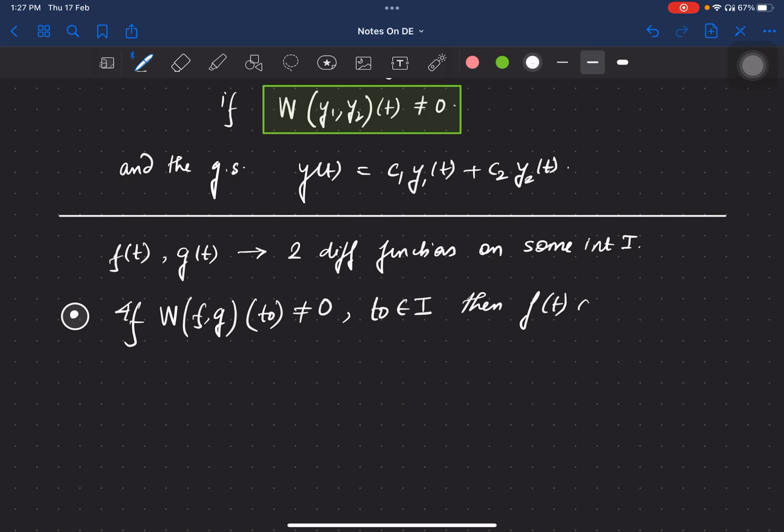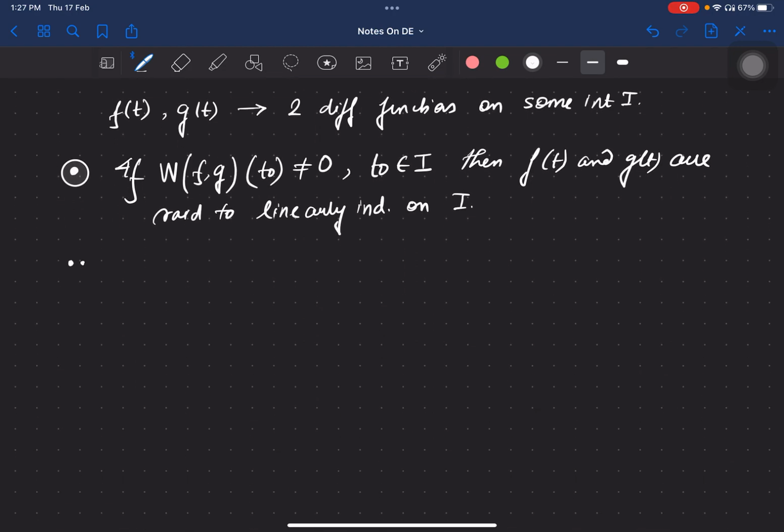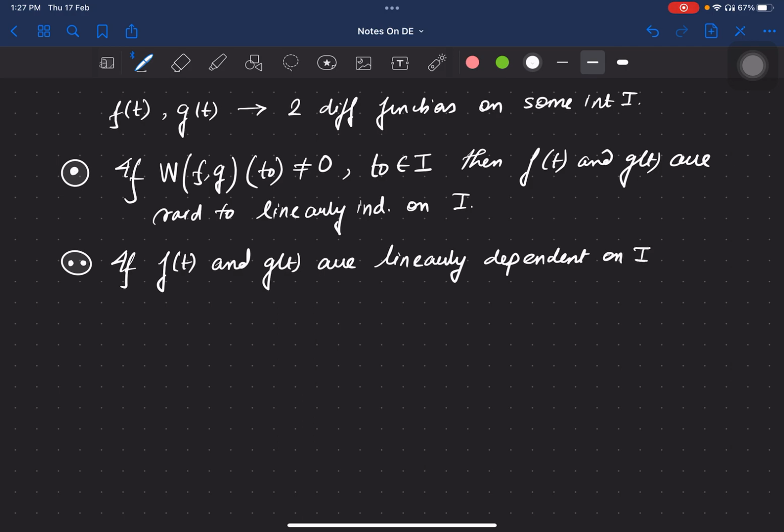Then f of t and g of t are said to be linearly independent on I, the interval I. The second condition is, if f of t and g of t are linearly dependent on I, then, it is somewhat of a converse, not exactly the converse of the first statement, but somewhat, the Wronskian of these equals 0 for all t belonging to I.